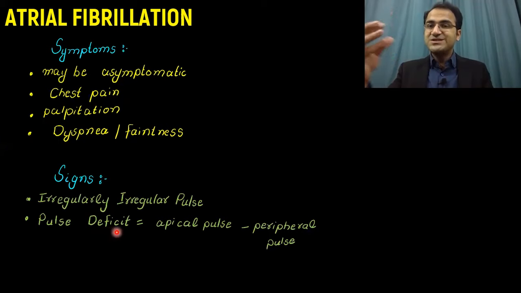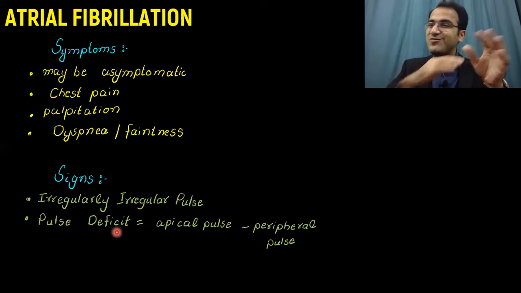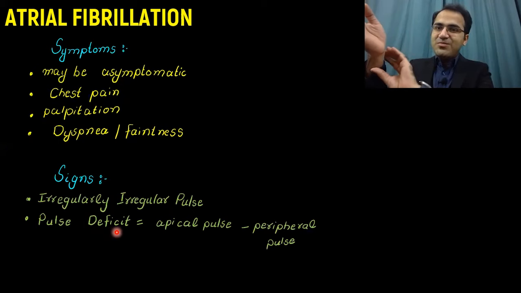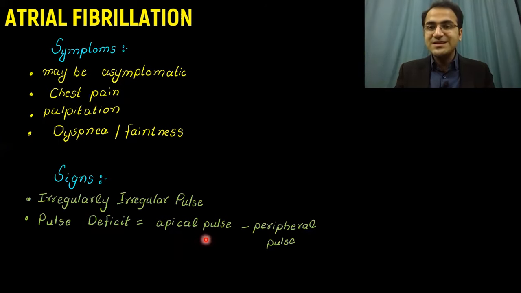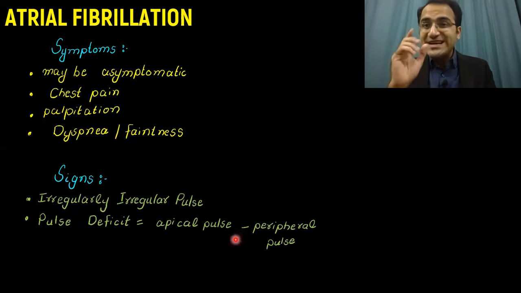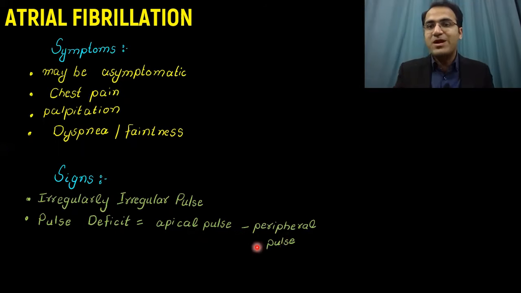Pulse deficit means that when you put a stethoscope on the heart and calculate the heart rate at which the heart is beating, it would be faster than the pulse that you calculate from the peripheral pulses. So that is called pulse deficit. The apical pulse at the heart would be greater than the peripheral pulse in the hands. So you will find a pulse deficit in atrial fibrillation.